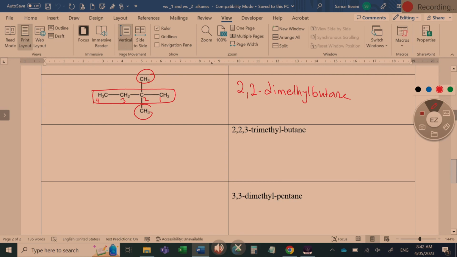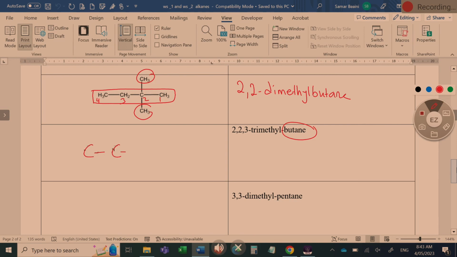Once you understand this, then you'll know how to read this. Alright, now this is if I have a structure and I need to do the name. If I have the name, you start off with the suffix and then you add in the branches. So Mariam, what is the suffix here? Try. Butane. Butane has how many carbons? 4. So I draw that first.